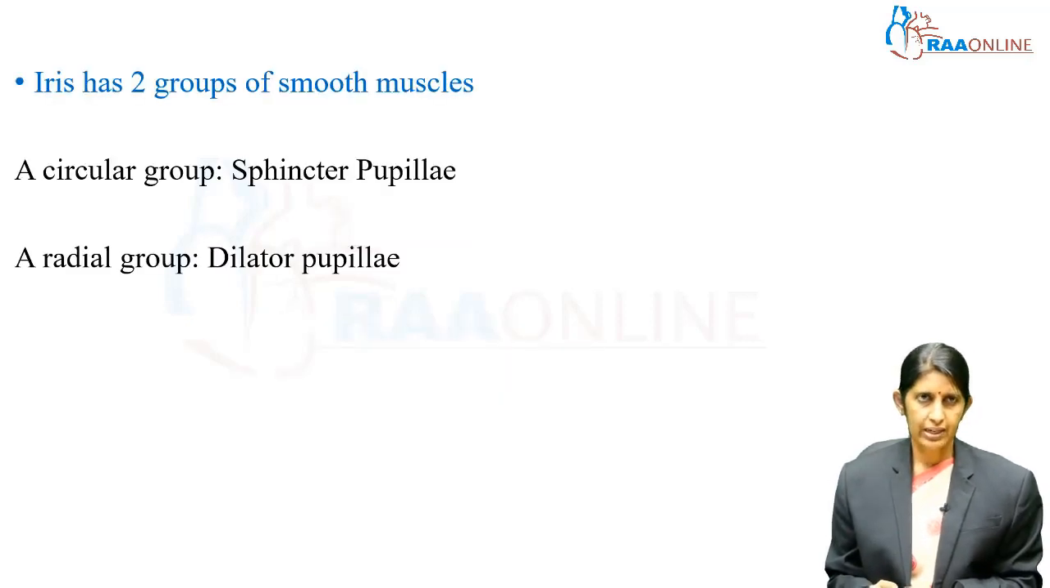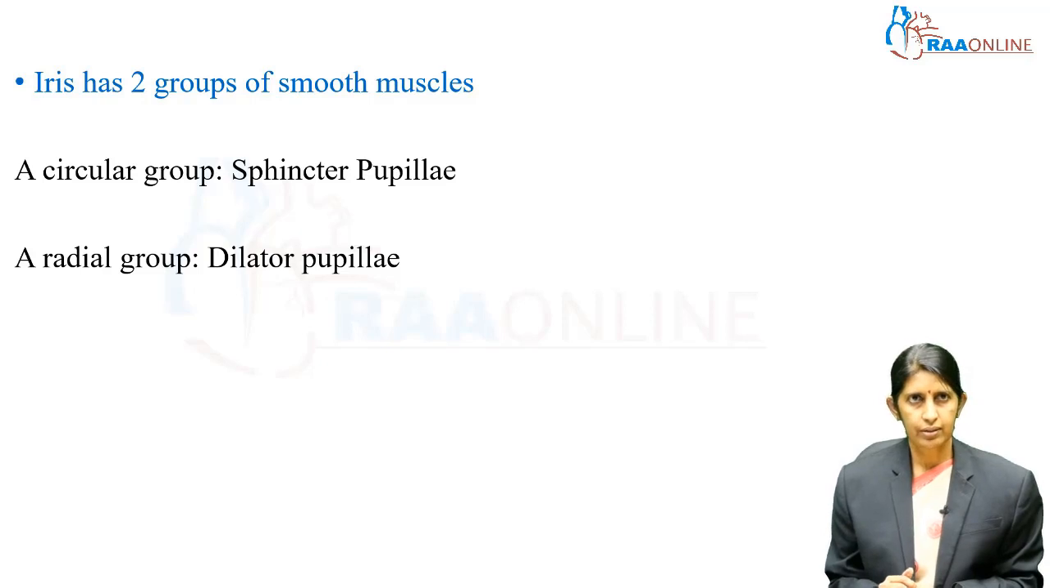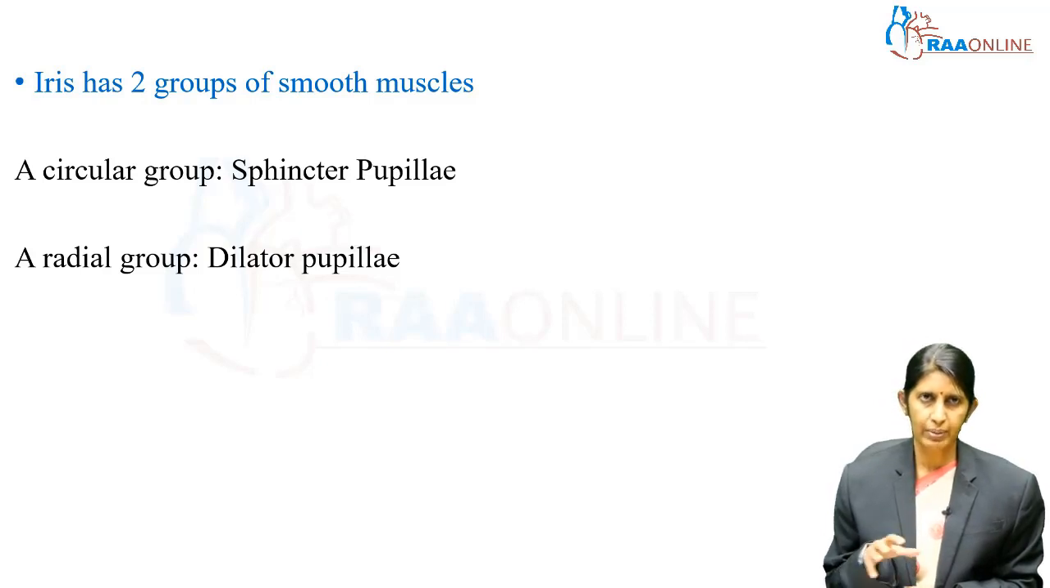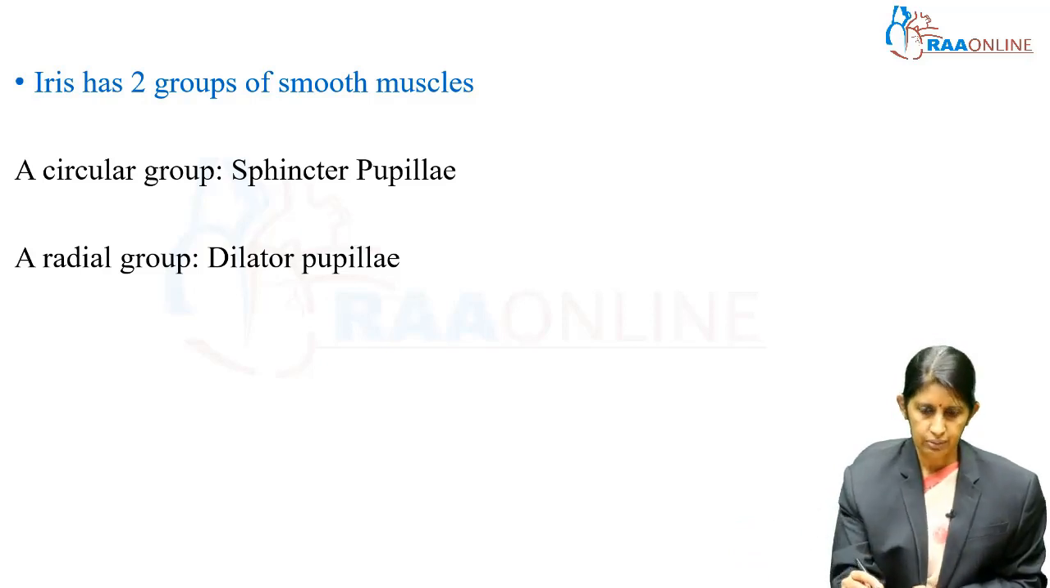So, I would just like to start with explaining a little bit about how the pupil actually is formed. It is essentially made of two muscles forming an aperture. These muscles are iris muscles and they are divided into two groups: a circular group of muscle which is called the sphincter pupillae and a radial group of muscle which is called the dilator pupillae. So, it looks like this.